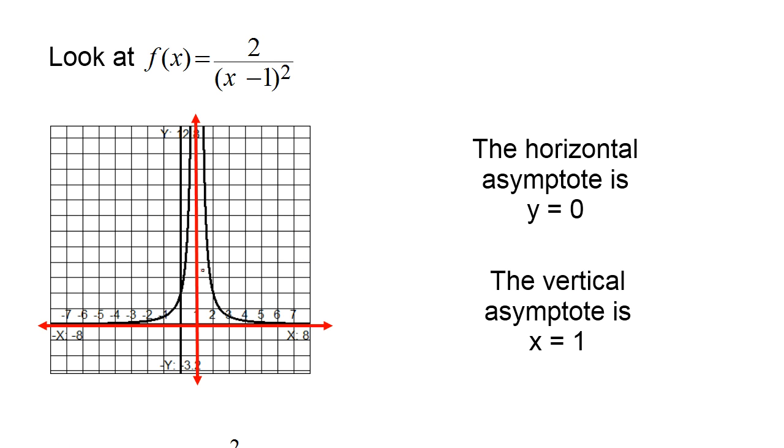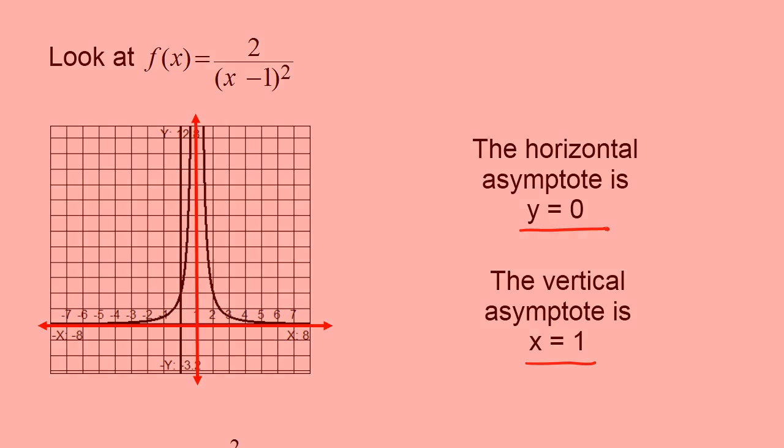You'll notice on this problem that both sections of my graph are above the horizontal asymptote. That will happen sometimes, but they're both starting to hug this line as x goes to infinity and negative infinity. And both graphs are hugging the line x equals 1 as they shoot off to positive infinity. So the vertical asymptote is x equals 1, the horizontal asymptote is y equals 0.